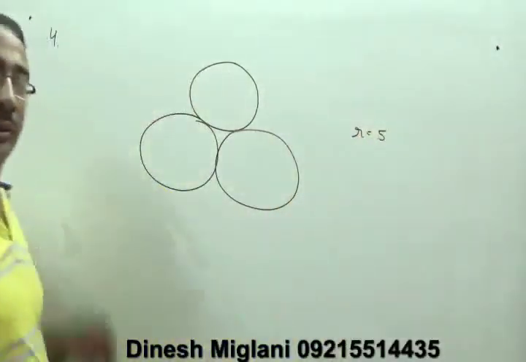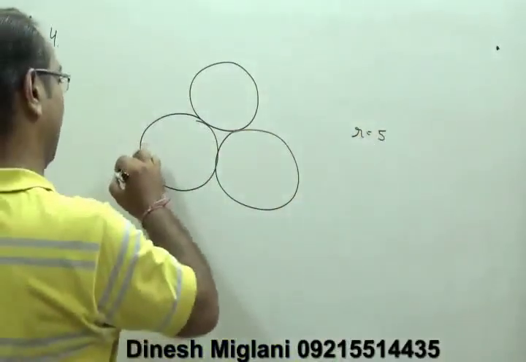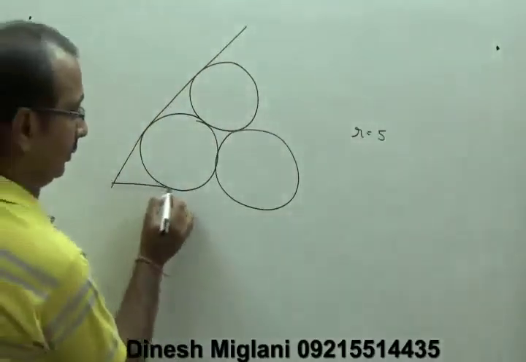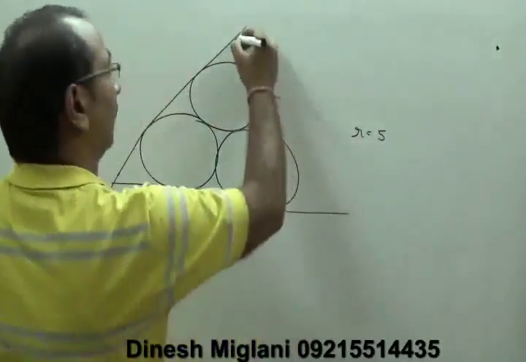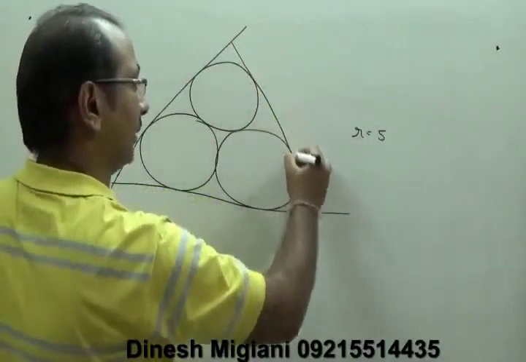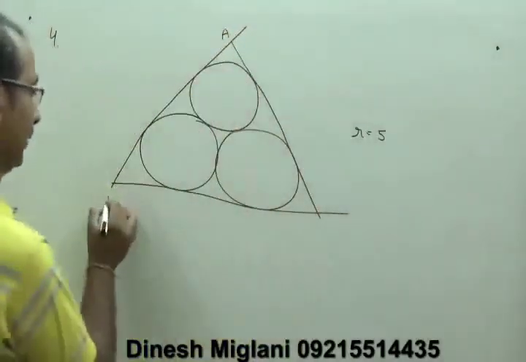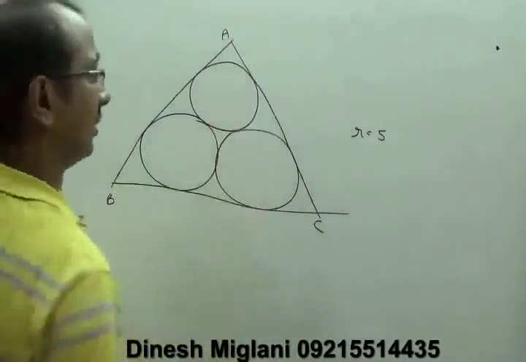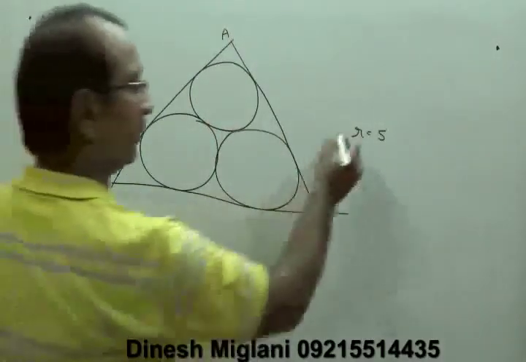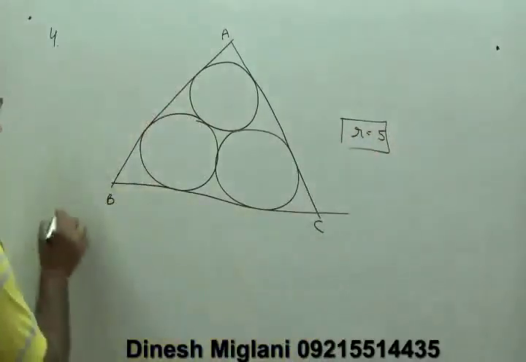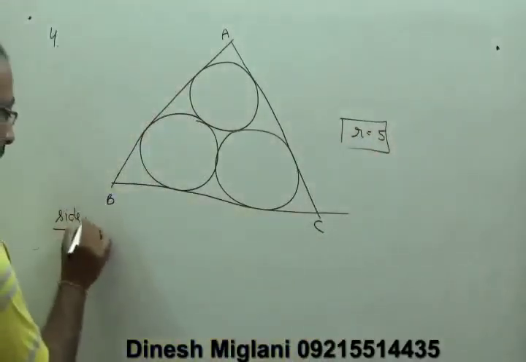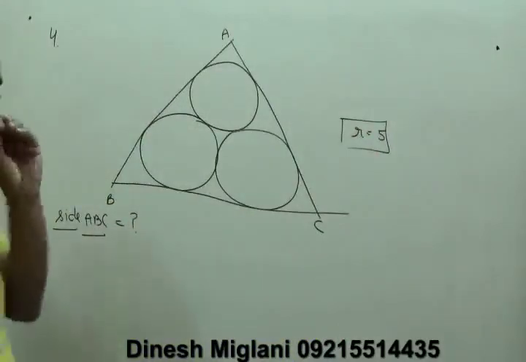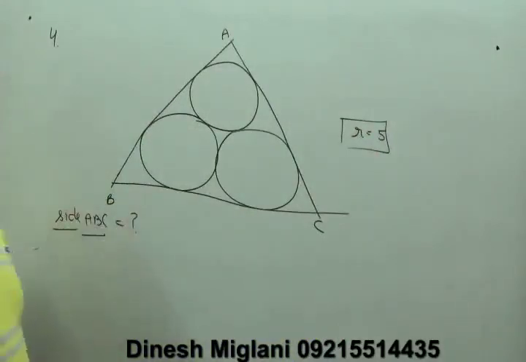It is given that all 3 coins can be put inside an equilateral triangle in such a way. It is given that this triangle is equilateral triangle. This is A, this is B, this is C, right? And the question is, we have to find what is the side of this equilateral triangle. The question is, if the radius of the circles is 5 centimeter, we have to find out what is the side of equilateral triangle A, B, C. That's our statement, right?